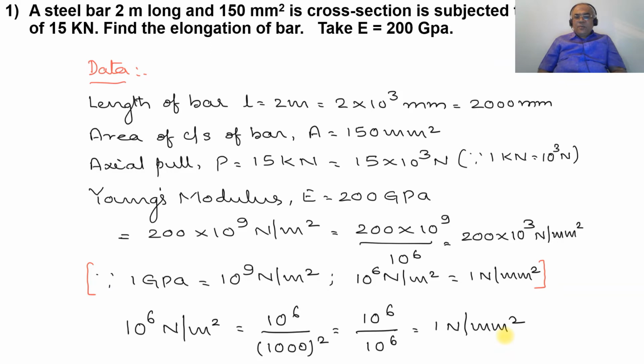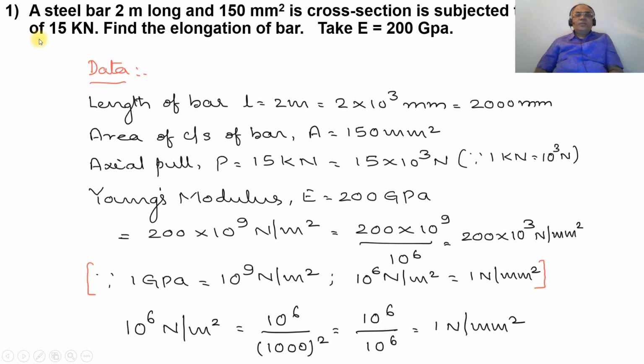Now we are going to take one simple problem wherein a steel bar 2 meters long and 150 mm square in cross section is subjected to an axial pull of 15 kilonewton. Find the elongation of the bar. So you need to find what is delta L. He has given E equals 200 gigapascal.